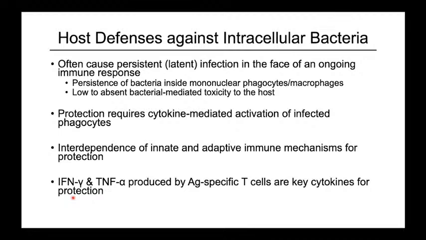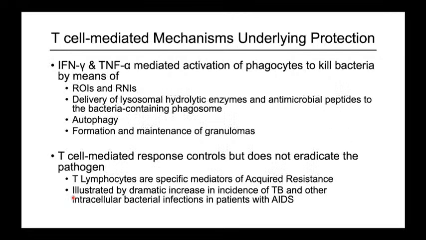So the cytokines, which are the most important in mediating protection, are interferon gamma and tumor necrosis factor alpha, which are produced by the antigen-specific T cells. So these activate your phagocytes so that they're able to kill bacteria through several mechanisms. So induction of your reactive oxygen and reactive nitrogen intermediates, delivery of lysosomal hydrolytic enzymes to the bacteria containing phagosome, autophagy of the infected cells, formation and maintenance of granulomas, okay?